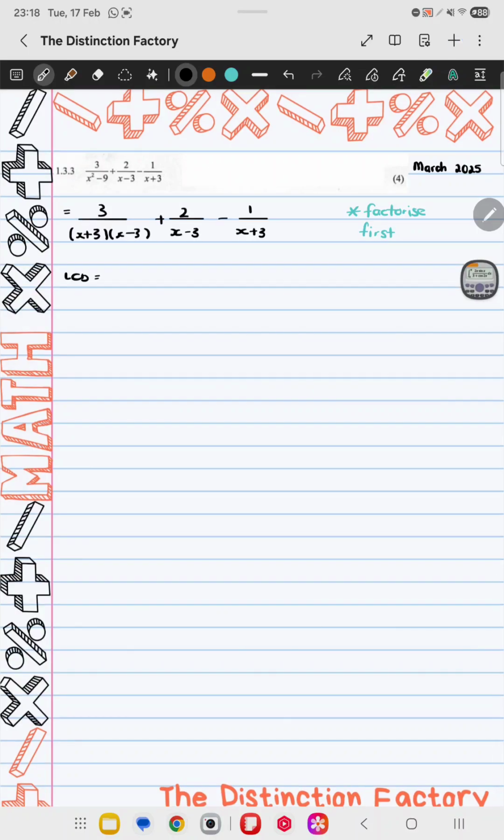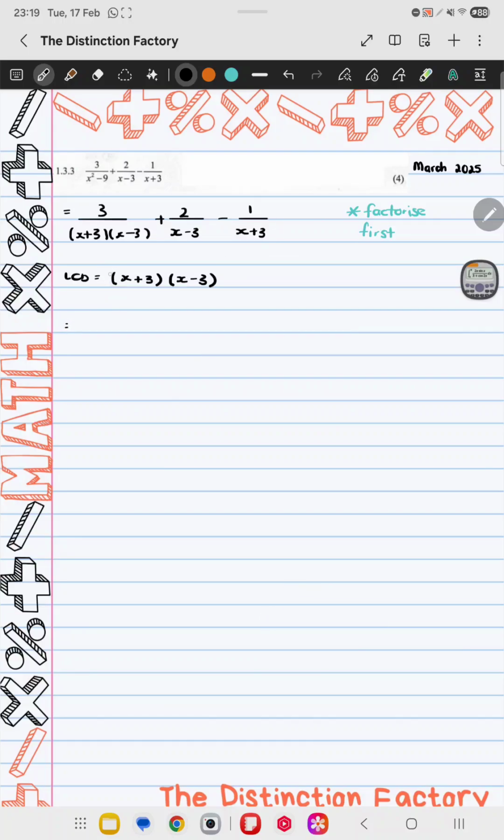All right, now that we've factorized, which you should always do first, especially if it's in the denominators, we can start to find our LCD. So we've got an x plus 3 here, so I'll write that in. I've got an x minus 3 here, so I'll write that in. I've got another x minus 3, but that has already been accounted for, so I don't want to rewrite it. And I've got an x plus 3 here, but again, that has been accounted for. So this is going to be my LCD.